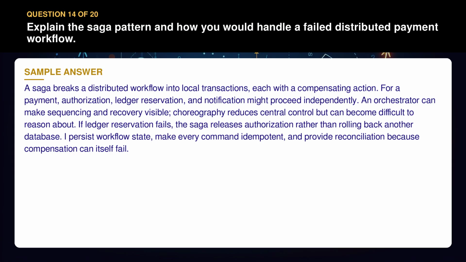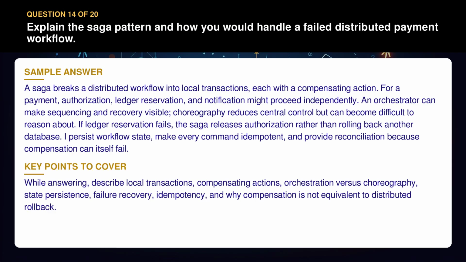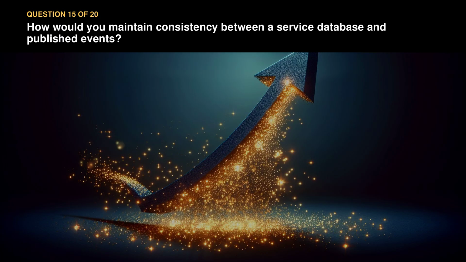If ledger reservation fails, the saga releases authorization rather than rolling back another database. I persist workflow state, make every command idempotent, and provide reconciliation because compensation can itself fail. While answering, describe local transactions, compensating actions, orchestration versus choreography, state persistence, failure recovery, idempotency, and why compensation is not equivalent to distributed rollback.